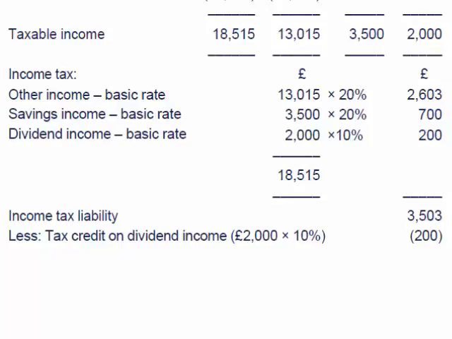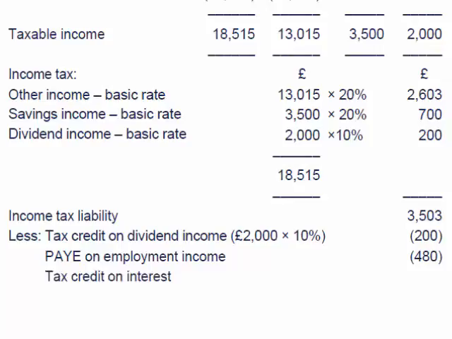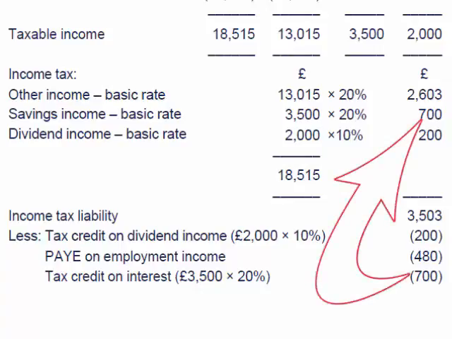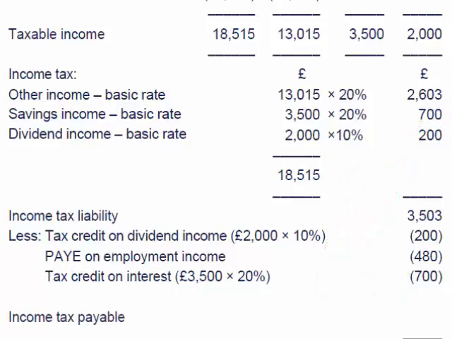We then move on to the other credits, and the order they go in, it doesn't matter. So we can deduct the PAYE of £480, which was given in the question. So we have a tax credit on the savings income, which is the gross amount of £3,500 at 20%, and that is £700. And again, this always works for a basic rate taxpayer. That cancels out the income tax liability on the savings income. So the income tax payable is £2,123, and that will be due via the self-assessment system.